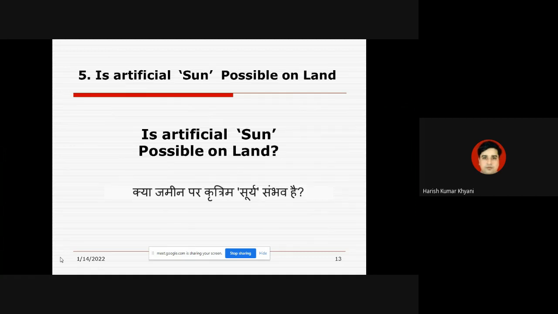Now come to our main point that we have selected for this particular session. Is artificial sun possible on land, right? क्या जमीन पर कृत्रिम सूर्य संभव है? चलिए देखते हैं इसका आंसर आगे.